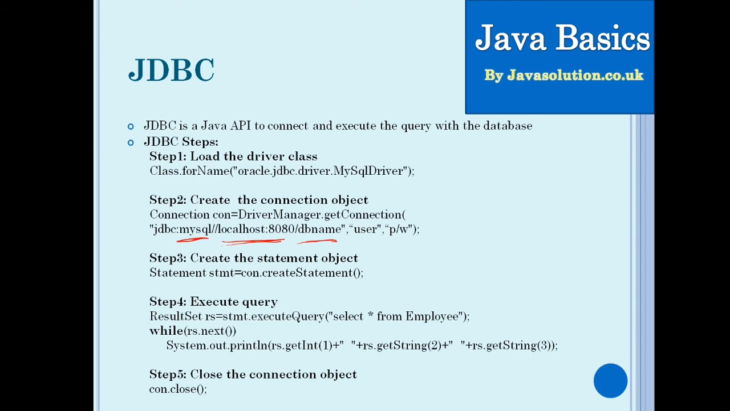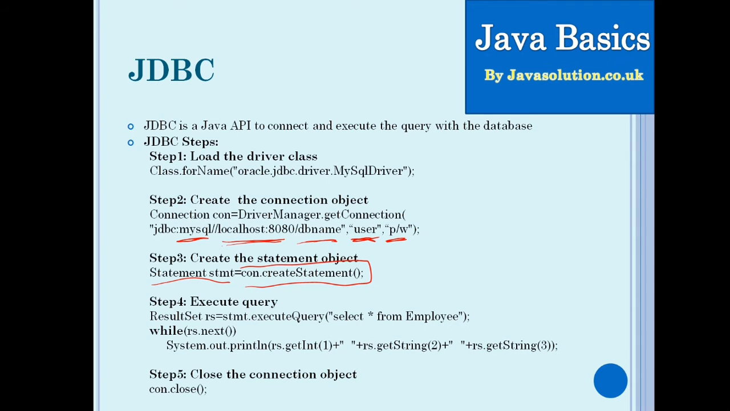So I say just DB name, and then I need to specify the user, like which user is using that database for access level, and what is the password of that one. After creating a connection, I need to create a statement object. The statement object can be created through the connection object. So we say statement will be created by connection.createStatement, right?